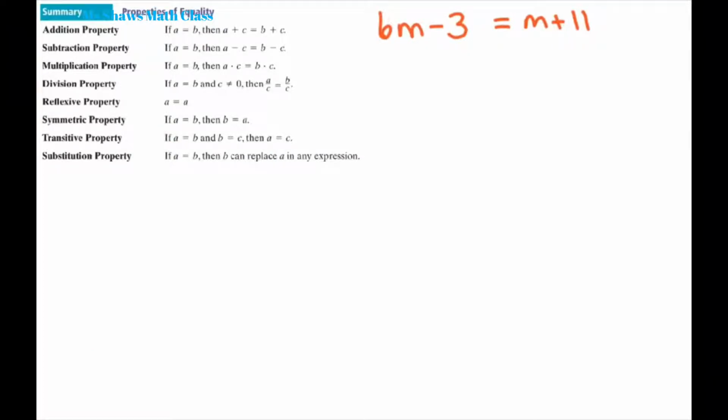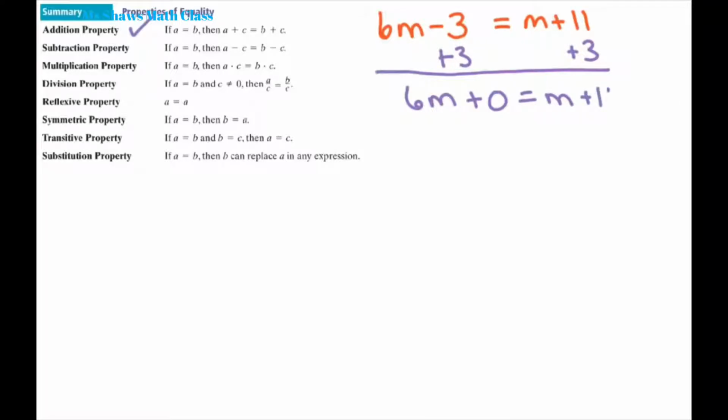And what we're going to do is we have to solve for m. So what I'm going to go ahead and do is add 3 to both sides of the equation to help isolate the m. So you get 6m, this is called the addition property of equality, plus 0 equals m plus 14, because 11 plus 3 is 14.